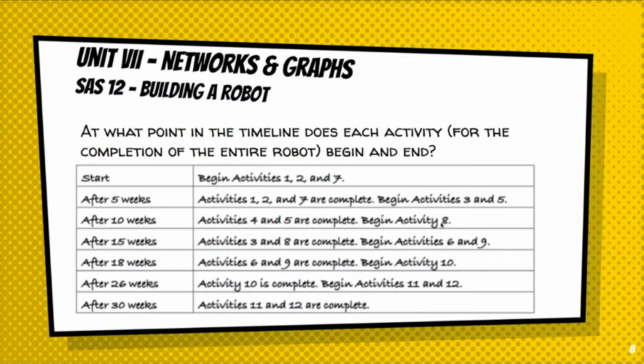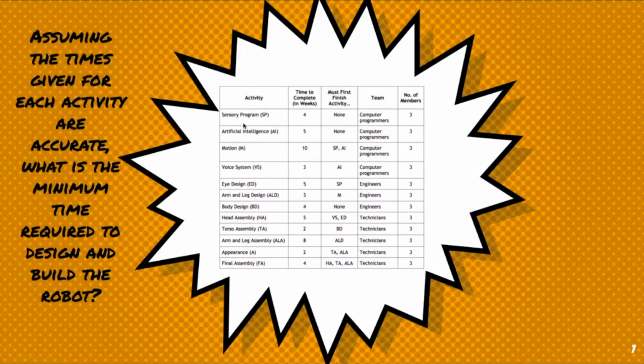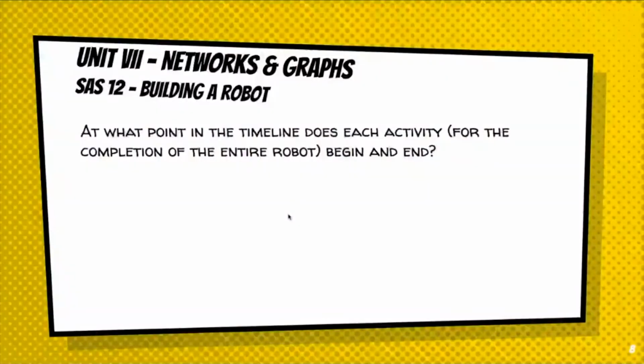This is a breakdown of when activities will start and when they will finish, and when other activities, once they're done, will begin. As you can see, they're labeled as activities 1, 2, 7, 3, 5, whatever. I didn't set it up that way, so this may be confusing, but just look at the table and it'll tell you this is activity 1, 2, 3, 4, and so on. Okay?